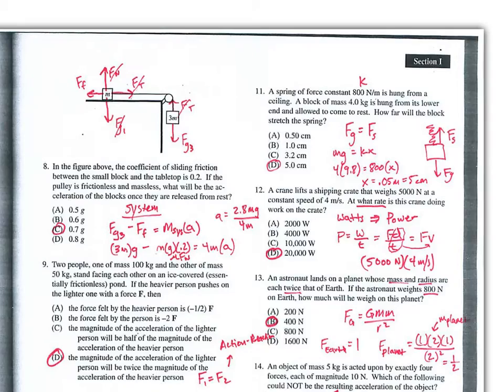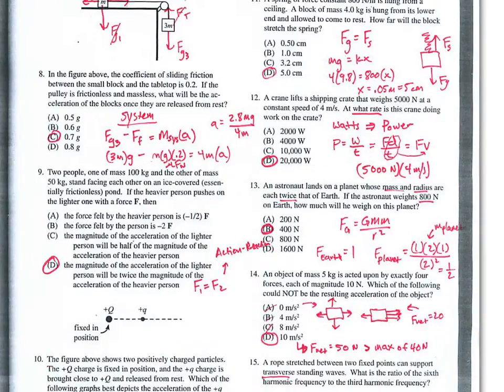Number 11 is a static equilibrium problem. We know this mass is hanging from a ceiling by a spring. There's a force of gravity acting down on the mass, and then there's a spring force holding it up. Because this mass is in static equilibrium, we set Fg equal to the spring force Fs, so mg equals kx. We plug in what values we know, and we see that x is equal to 0.05 meters, or in other words, 5 centimeters.